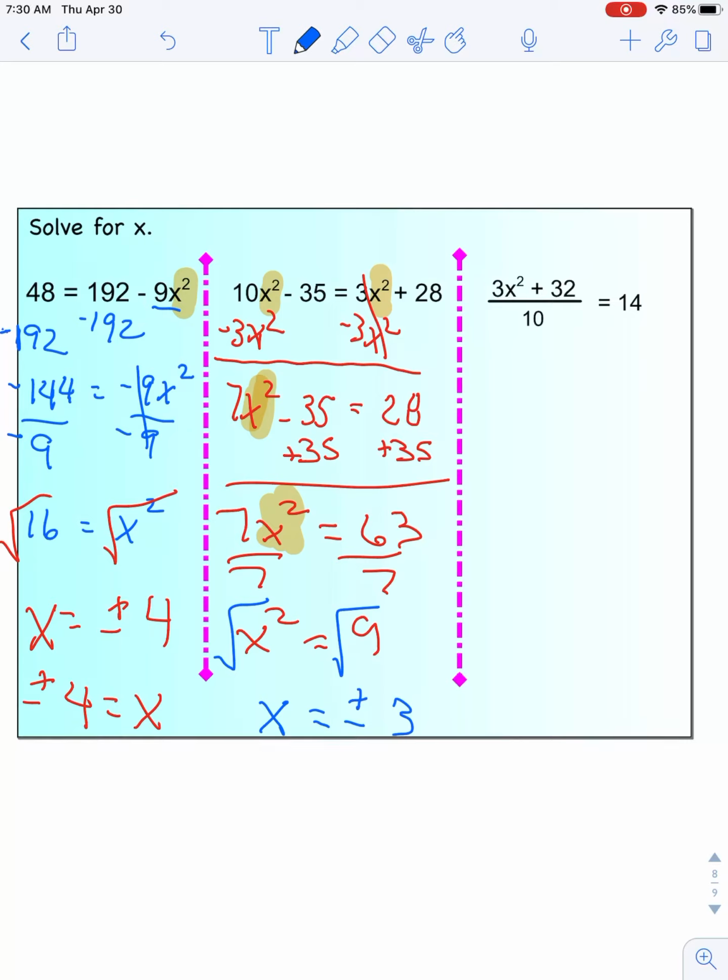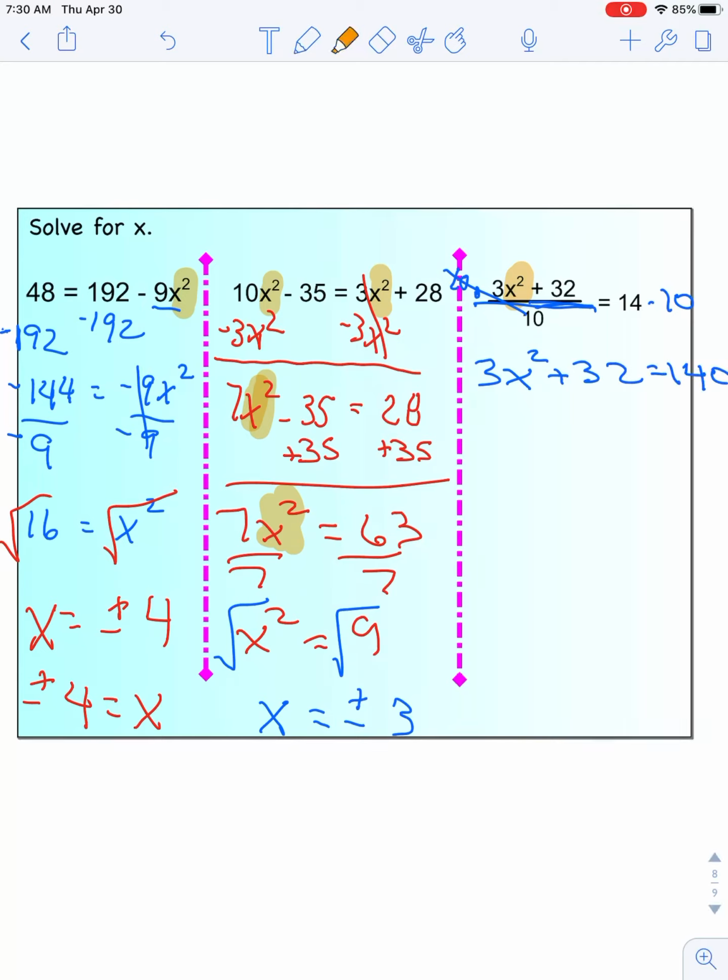And last but not least, this one is just complicated because the equation is trickier. A lot of students want to subtract the 32, okay? But we can't do that yet. This is 3x squared plus 32, all divided by 10. The last thing I did was divide by 10, so that's the first thing I need to undo. So to undo dividing by 10, I'm going to multiply each side by 10. And now that gives me 3x squared plus 32 equals 140.